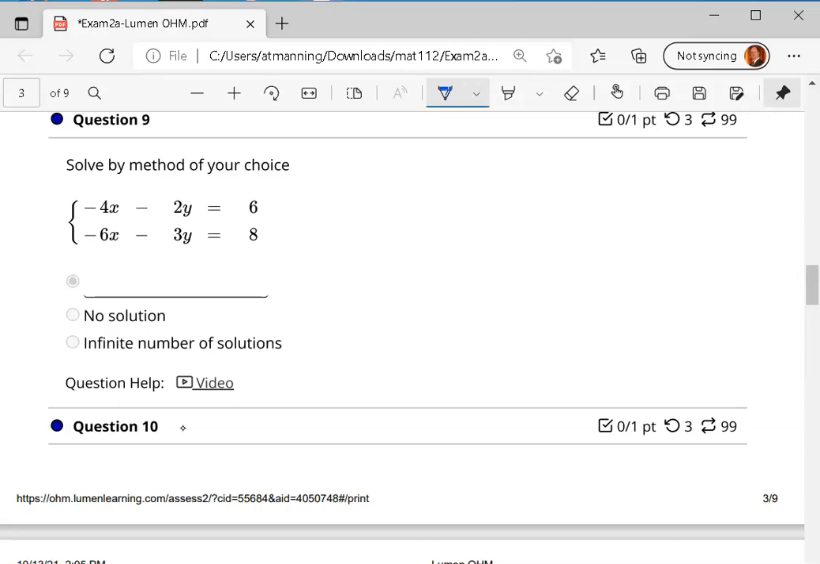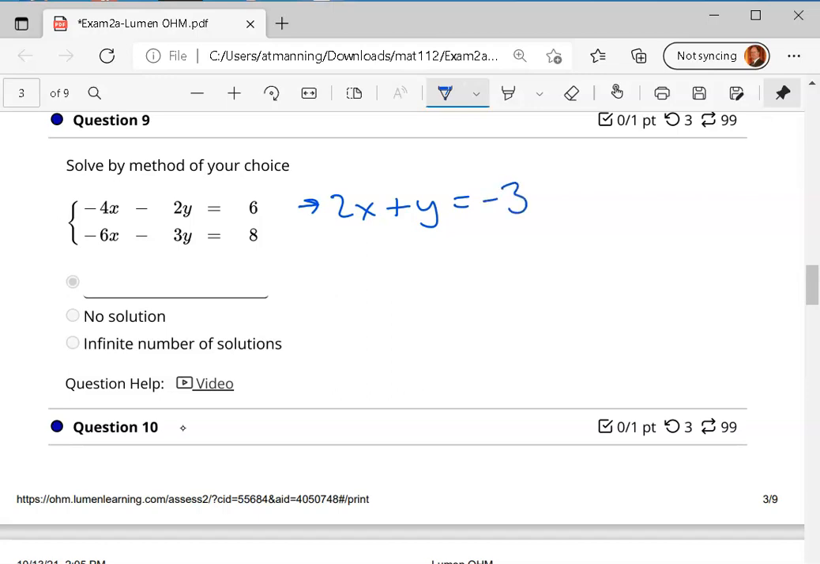Let's see here. Can we simplify that one? Oh, look, there's a factor of 2 there. So let's go ahead and divide by 2. And let's get rid of signs. Signs are always irritating, so let's divide out by negative 2. That becomes 2x plus y equals 6 divided by negative 2, which is negative 3. Fewer signs, less confusing. Now this one, I don't see any factors because we've got a 6 and a 3, so I have to leave that by itself. So that becomes 2x plus y equals negative 3.